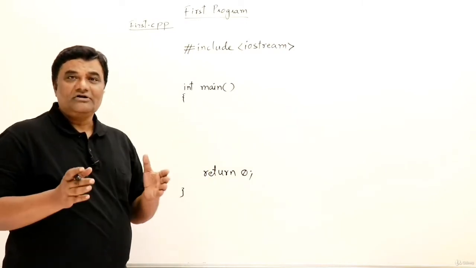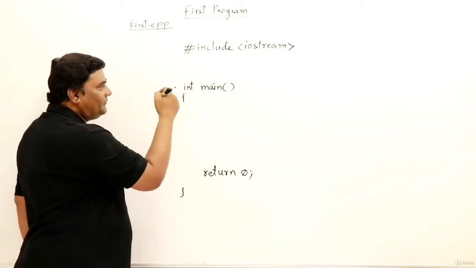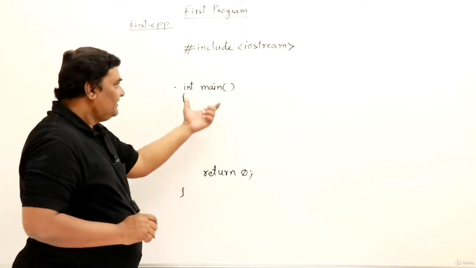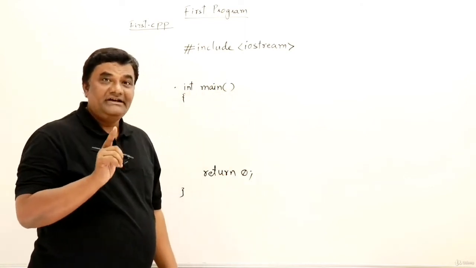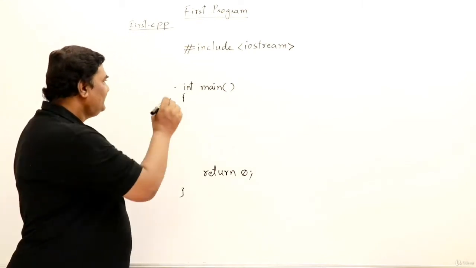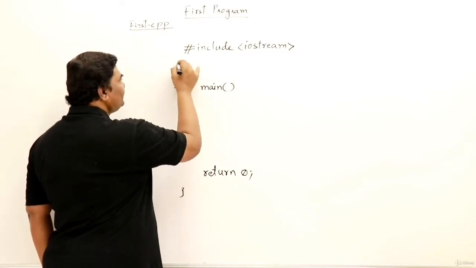So let us understand what these elements are. I'll start from this point. See, this is the starting point of a C++ program: the main function. This is main and the round brackets are there, so this is a function. This main function is the starting point of a C++ program. Then what is this int? This is called the return type of a function.